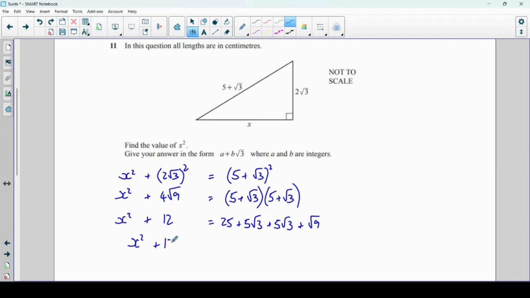So I've got x squared plus 12 equals 25. Let's collect those two middle terms. 5 root 3 plus 5 root 3 is 10 root 3. And here the square root of 9 is just 3.